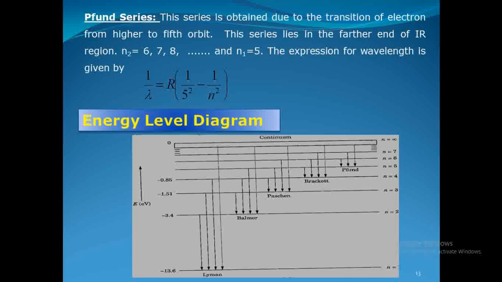So as the value of n increases, that is, if you increase the orbit number, the energy of the electron goes on increasing. Therefore the outermost electrons will have larger energy when you compare with the electron present in the innermost orbit or the first orbit. This can be understood with the help of this energy level diagram.